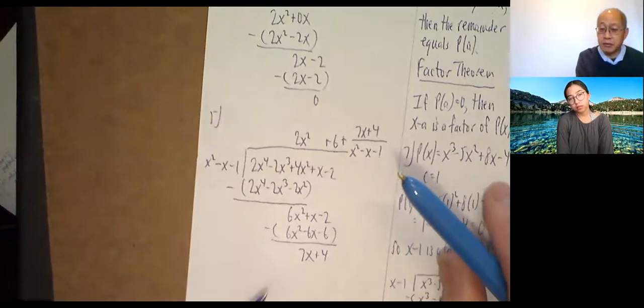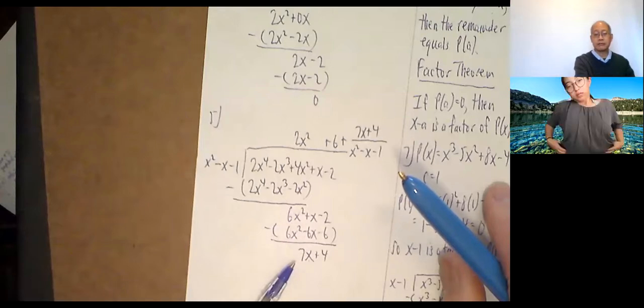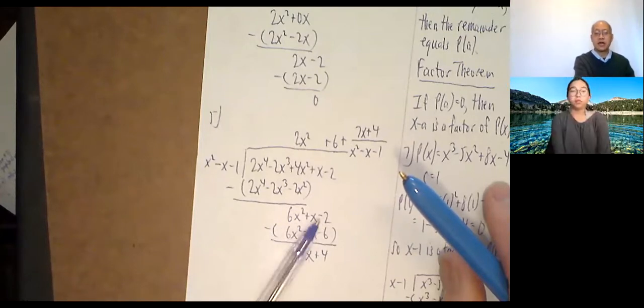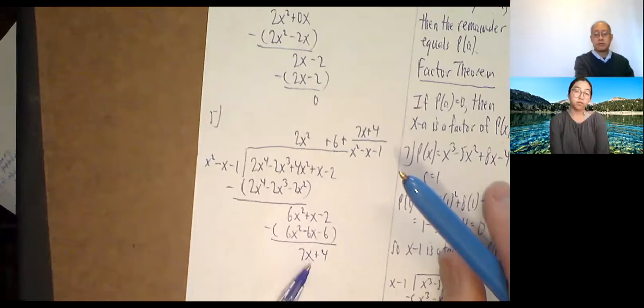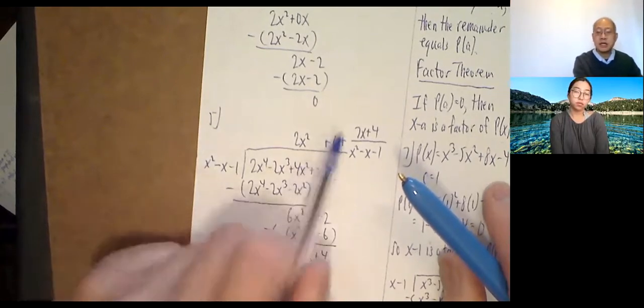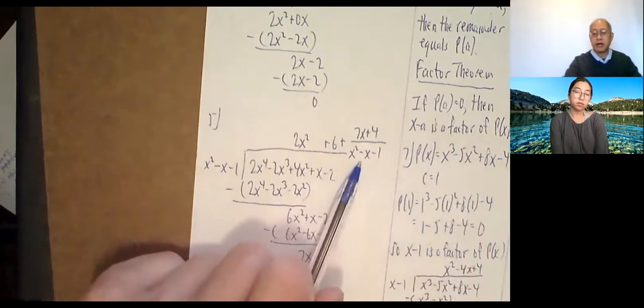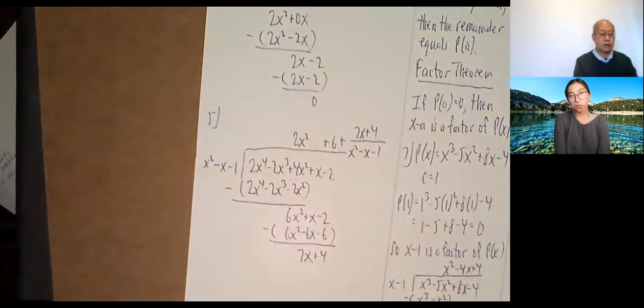You have to watch out, there's a lot of double negatives. X minus a minus 6x. So that's like x plus 6x, which is 7x. -2 minus a negative 6. -2 plus 6, 4. And that whole thing is my remainder. Okay, so plus 7x plus 4 all over x squared minus x minus 1. And that's my answer. That's my remainder that I have right there.